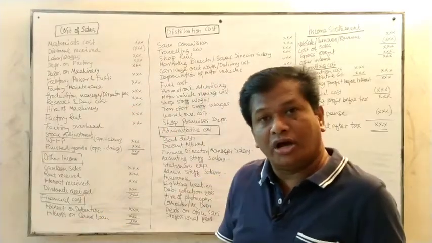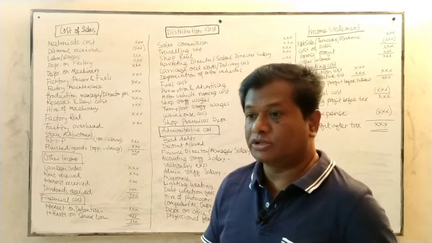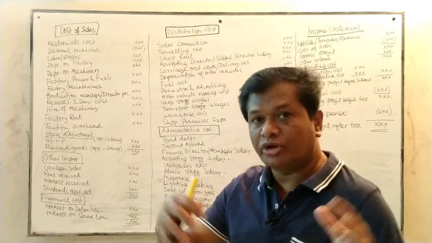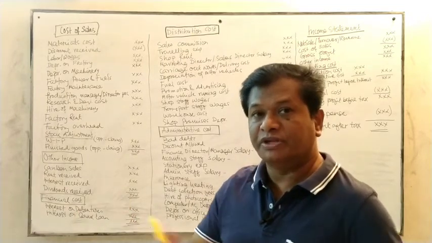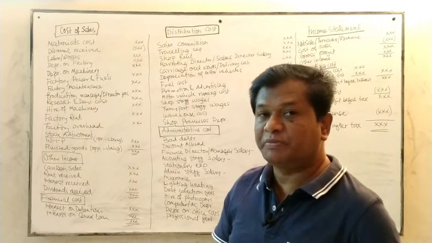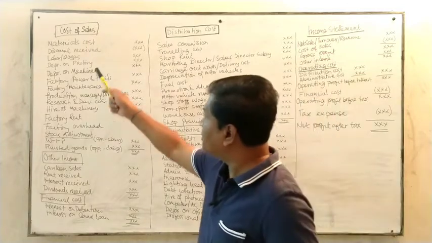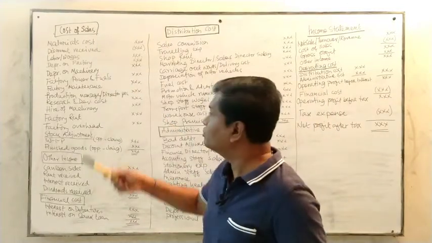In the factory, the big building is over there, the big floor is over there. So some depreciation, according to company law or principle, is to be charged. Some percentage of depreciation is to be charged on the factory building. So that is to be written over here.